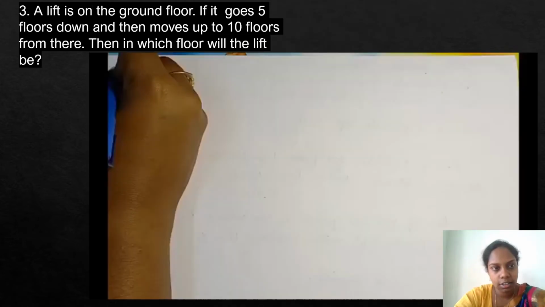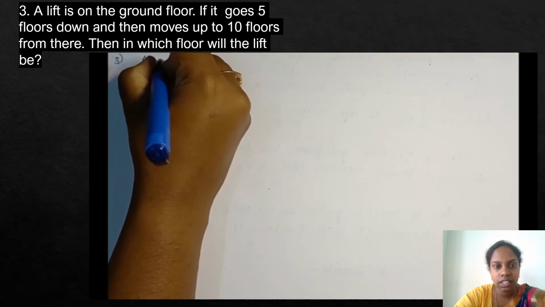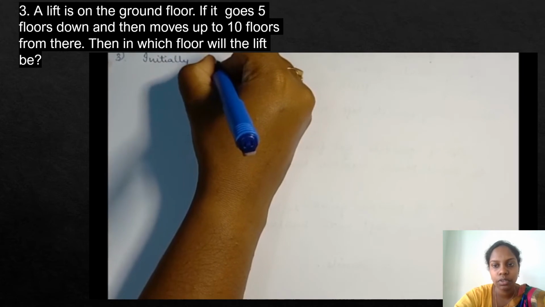We'll see the third problem. A lift is on the ground floor. If it goes 5 floors down and then moves up 10 floors from there, then on which floor will the lift be? This you can relate to the number line which I already taught you.